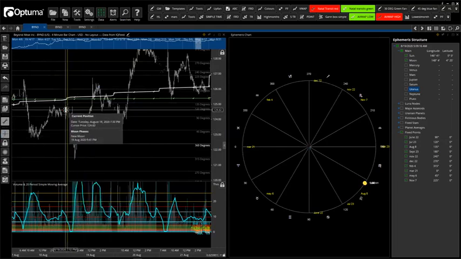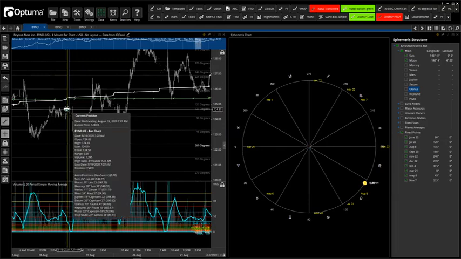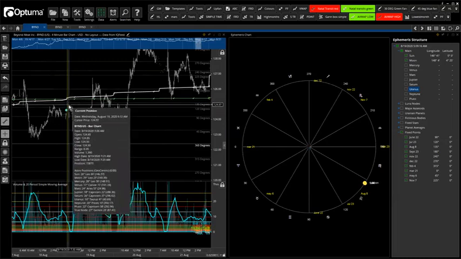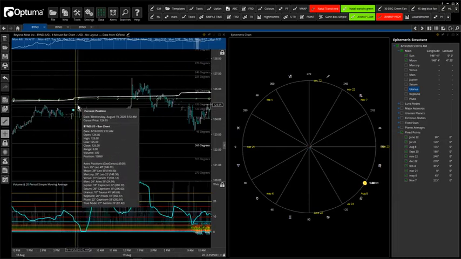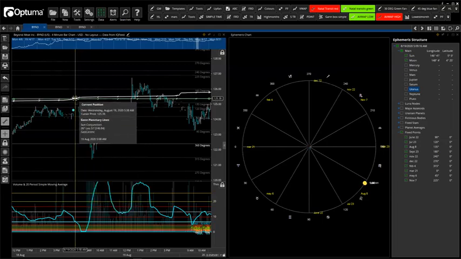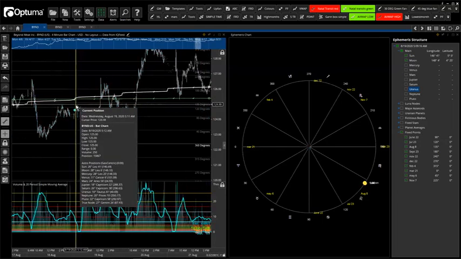There's our new moon, right? When the sun and the moon are conjunct, it's a new moon. And we're looking for a relationship to that exact point. You can see that the price gets to this price right here, 125. The price that we were looking for is 125.38 at that exact moment, okay?